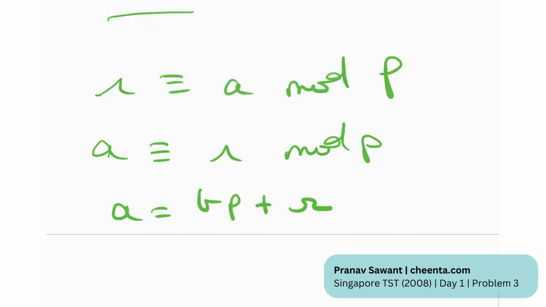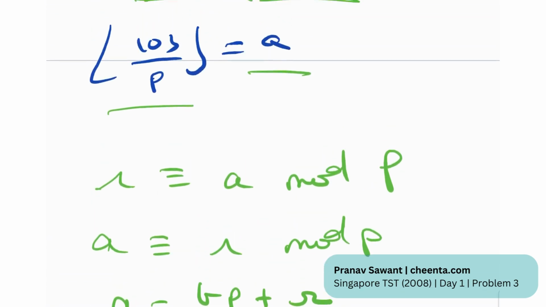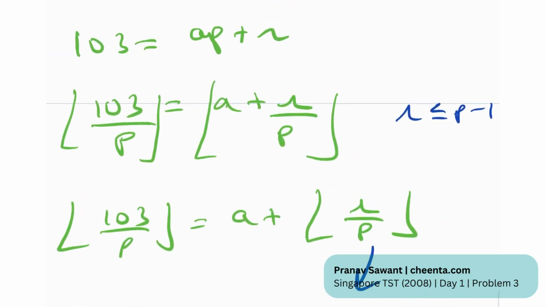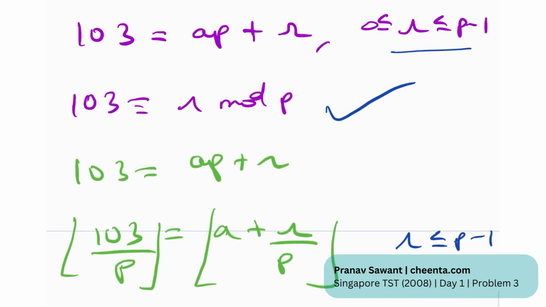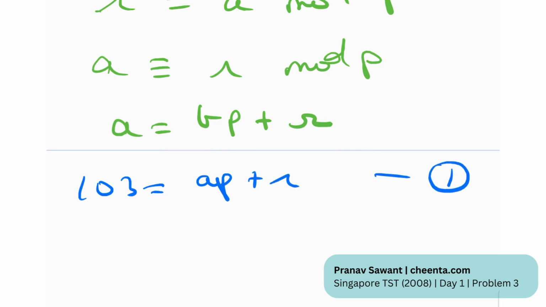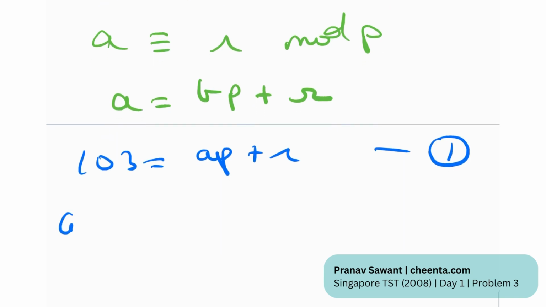Now it becomes fairly easy, and I'm just going to label certain equations over here. Let's call this equation number 1: 103 is equal to AP plus R, the thing that we have essentially started with. And let me just write that down as well. AP plus R, this was my equation number 1, and A was obviously BP plus R. Now really we're just going to split this up into two cases. Case 1, B is 0, and case 2, B is non-zero. As simple as that.